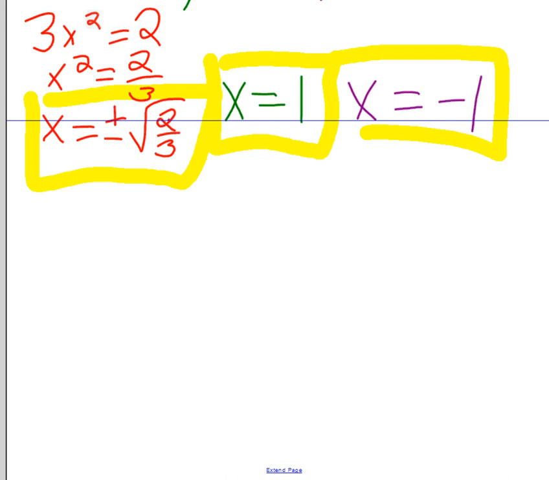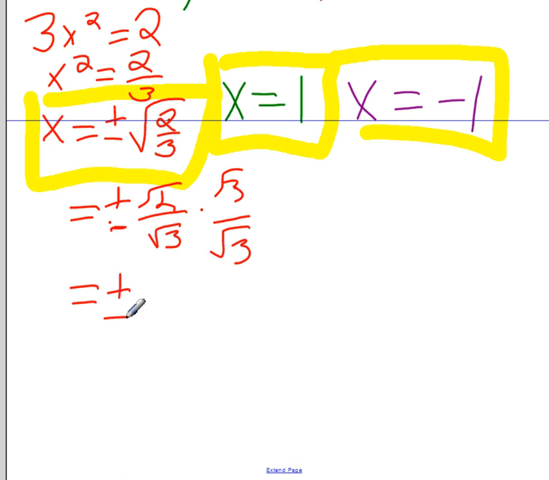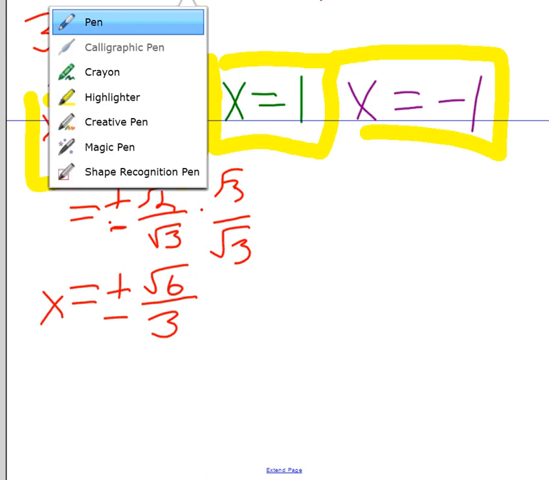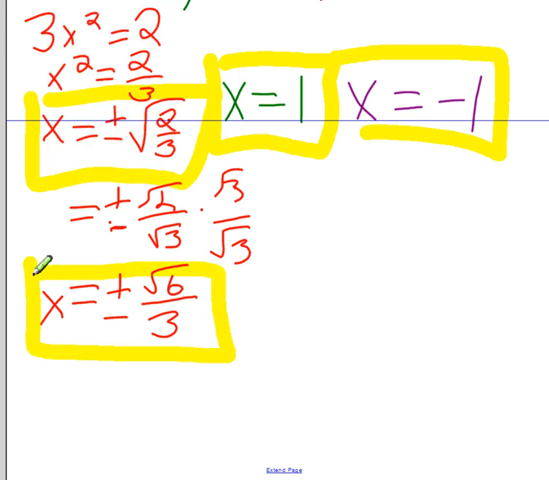Okay, so here I've got positive and negative radical 2 over radical 3. You're not allowed to have radicals in the denominator. So I'm going to multiply top and bottom by radical 3 to get rid of the radical in the denominator. Radical 2 times radical 3 is radical 6. Radical 3 times radical 3 is 3. Okay, so my final answer, positive and negative radical 6 over 3.